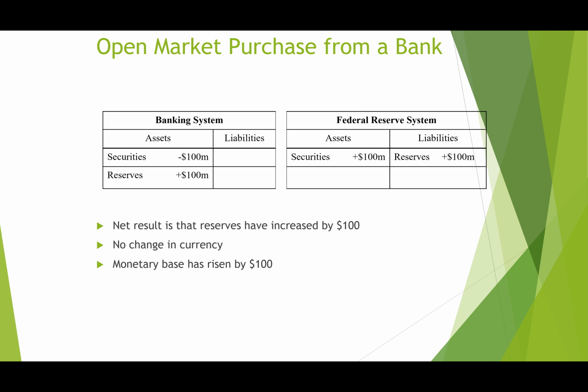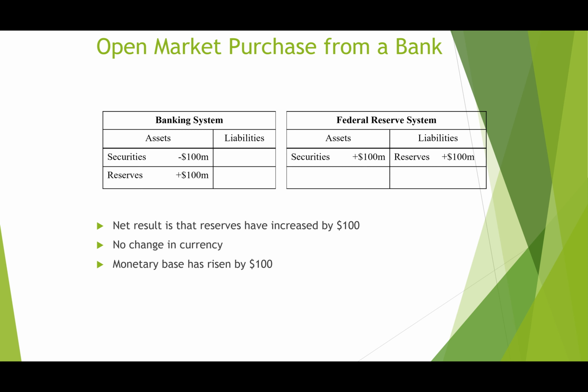So let's look at the first form of monetary policy. What happens when the Fed makes an open market purchase? Remember, this is when the Fed buys a bond from a bank. So on the left-hand side, you see the T for the banking system. The right-hand side, you see the T for the Federal Reserve.